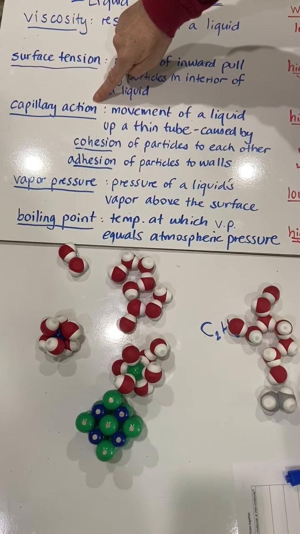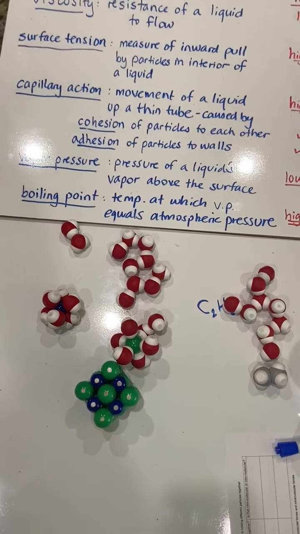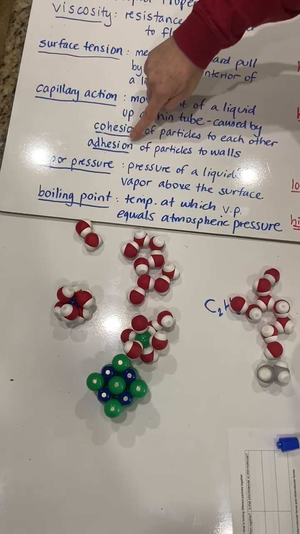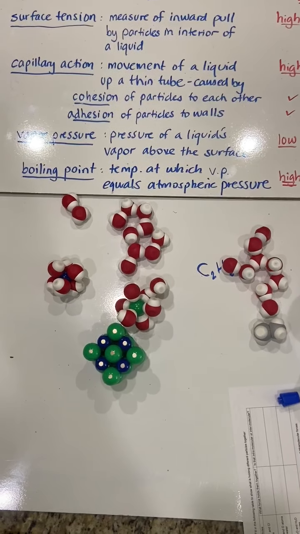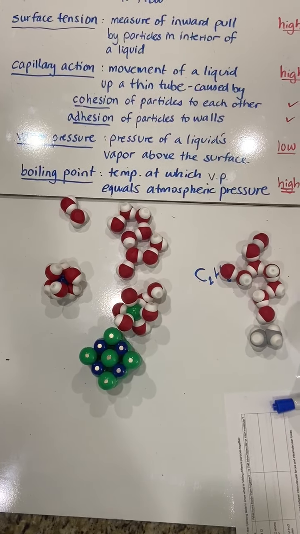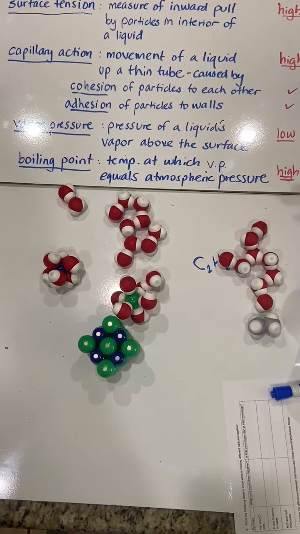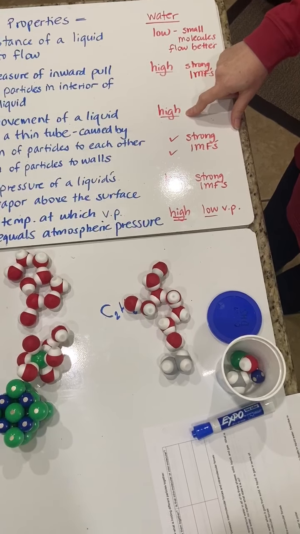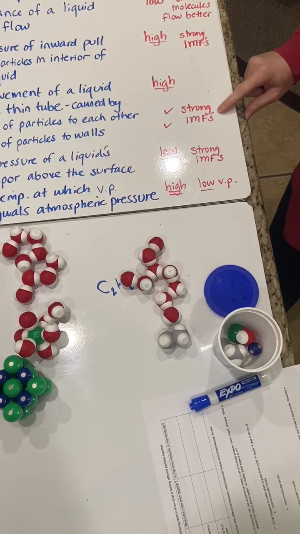Capillary action is another cool property. That's the movement of liquids up a very thin tube. It's caused by two things: cohesion, which is the particles sticking to each other, and adhesion, which is the particles sticking to the walls. This is what causes water to rise up the stalks of plants. It's either the xylem or the phloem or something like that the water is attracted to, and very thin tubes allow water to move up. Water has a super high capacity for capillary action, again, because of the very strong intermolecular forces between particles.